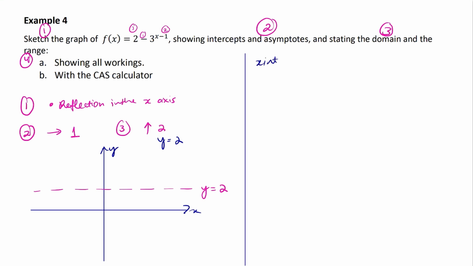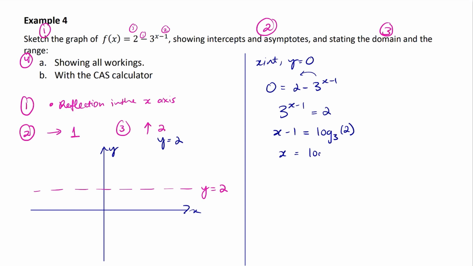So x-intercept, make y equal to 0. 0 equals 2 minus 3^(x-1). I'm going to take this over this time. Now, in this case, we come to a situation where we can't compare the bases. So if you remember this from last year, that's great. If not, don't stress too much about it right now because we are going to learn it in a few lessons' time. But the way to get the x down is to take the log base 3 of both sides. So that'll be log base 3 of 2, and then that's log base 3 of 2 plus 1. But again, don't worry too much if you don't know it.